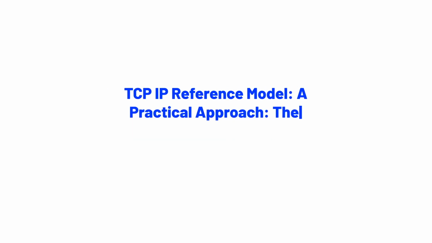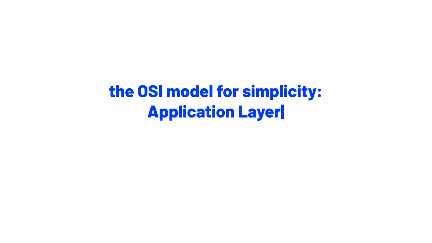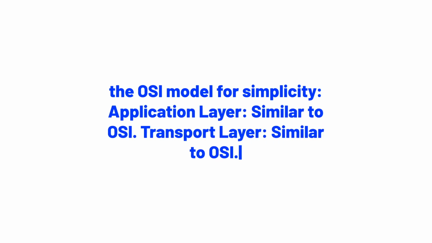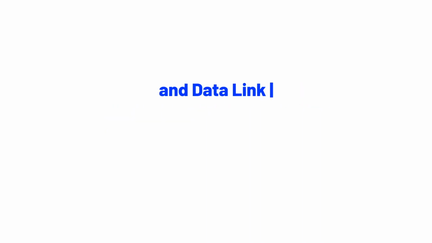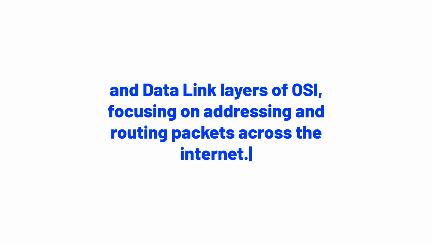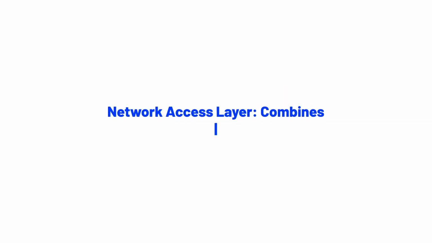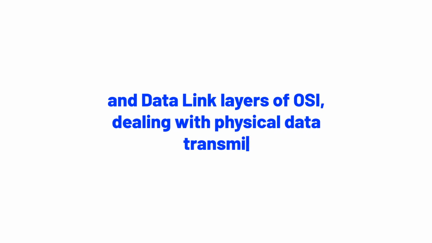TCP/IP Reference Model, a practical approach. The TCP/IP model combines some layers of the OSI model for simplicity. Application layer, similar to OSI. Transport layer, similar to OSI. Internet layer, combines the network and data link layers of OSI, focusing on addressing and routing packets across the Internet. Network access layer, combines the physical and data link layers of OSI, dealing with physical data transmission.